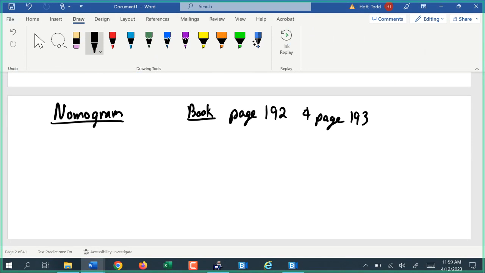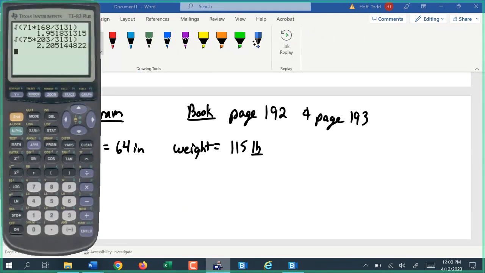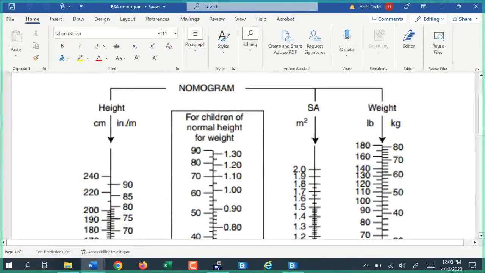So what the nomogram does, and let me actually just put up a hypothetical patient here that we'll use. A patient with a height of 64 inches and a weight of 115 pounds. So the nomogram allows us, if we don't have the calculator available, because doing a square root without the calculator is not reasonable, not practical to think of, we can use this graphic.